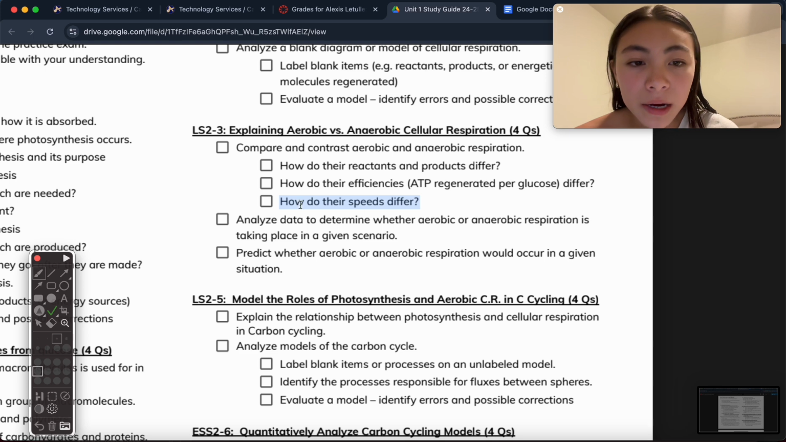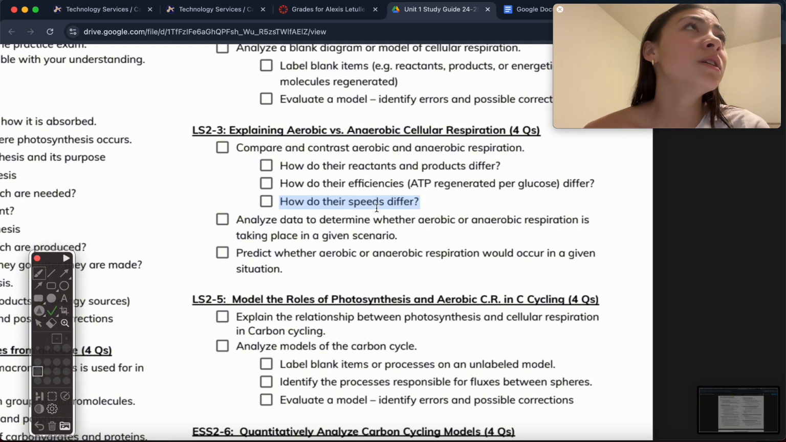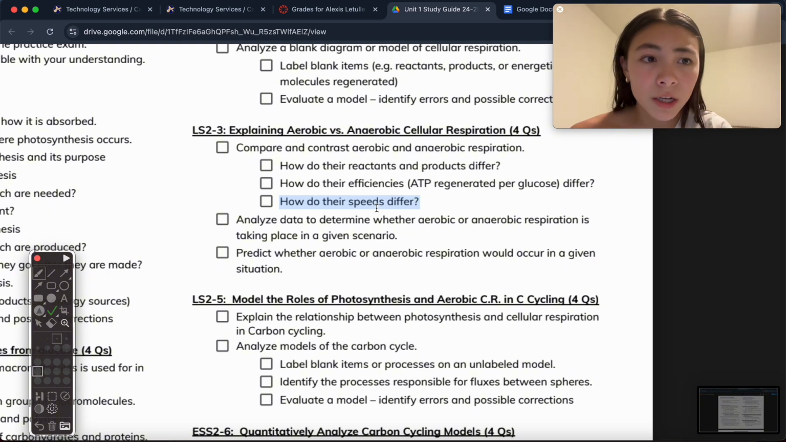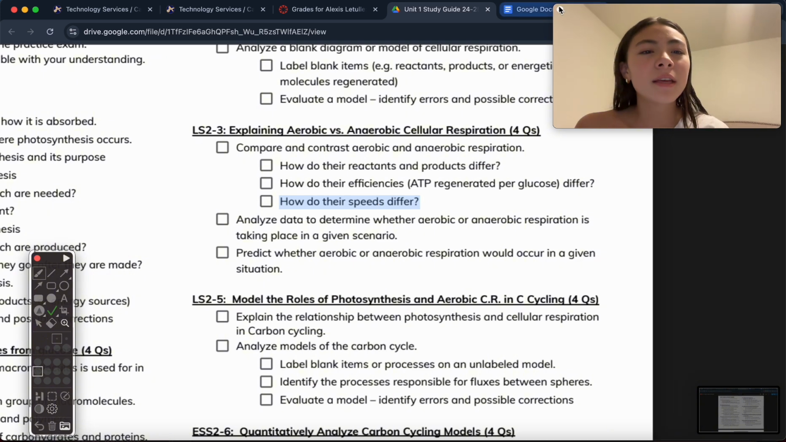I already did that. How do their speeds differ? Okay, so aerobic respiration, I think it's a slow process. According to Mr. G'day on one of the practice tests, it's a slow process, but it completely breaks down the glucose. However, anaerobic doesn't completely break it down. That's why it just generates so much less.